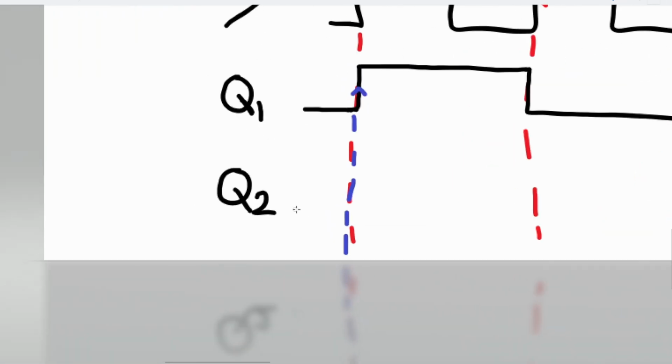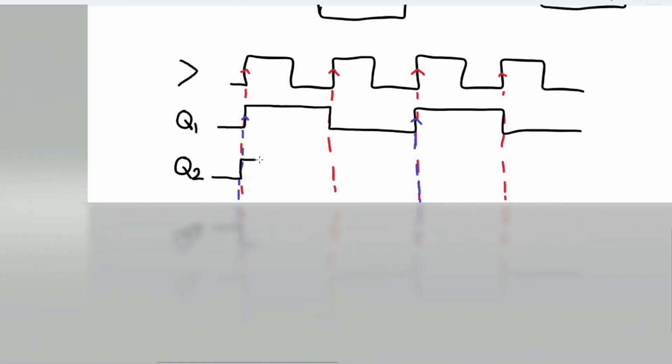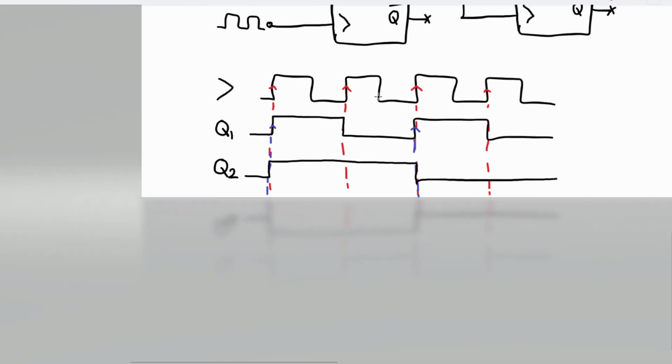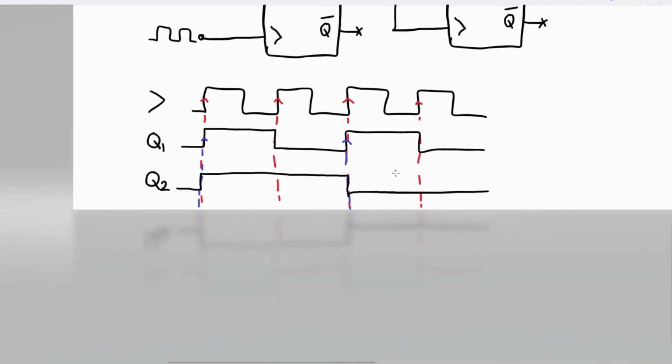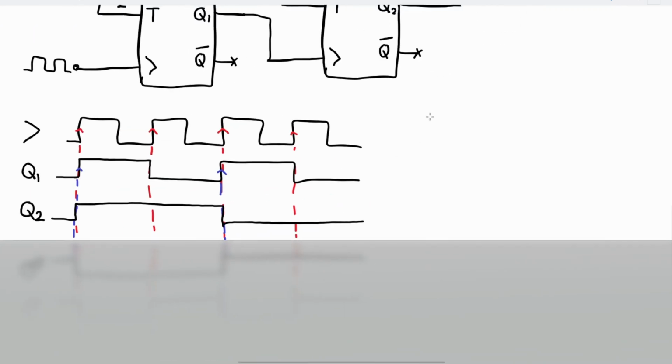If we're assuming Q2 starts at 0, then that is going to go that way, and then it's going to toggle there. So I think we've just made a down counter. So let's verify this. So each one of these is one of our clock pulses. So I'm going to draw a table very quickly.